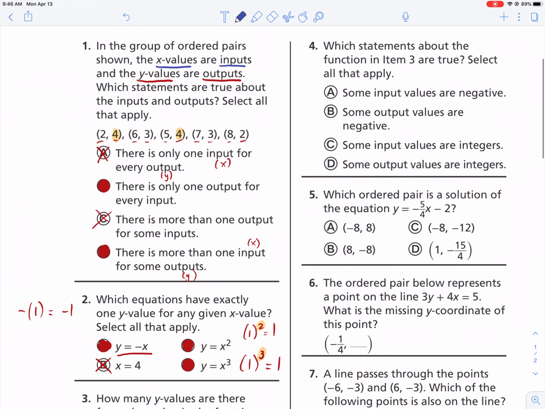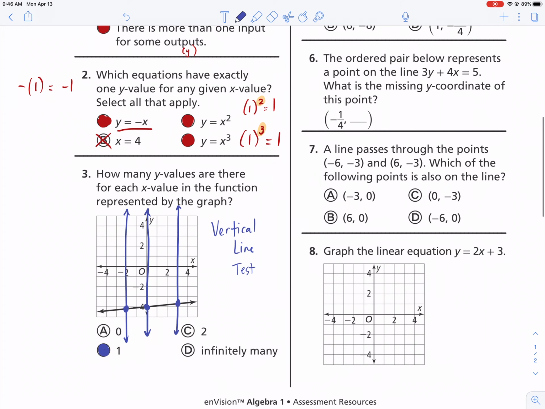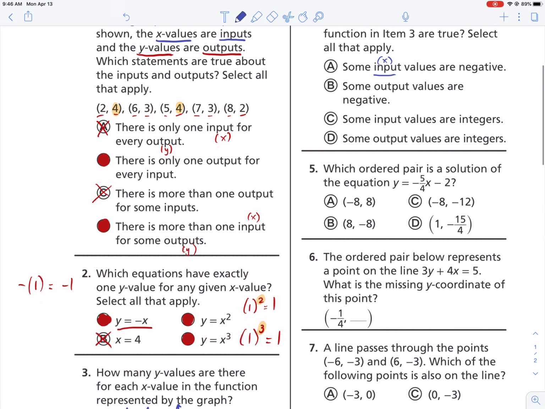Okay, number 4. I'm going to go back and forth because it's a little hard to see, but we need to reference number 3. It says, which statements about all of these functions in item 3 are true? Select all that apply. So, some input values are negative. If I remember, input is our x's. So if I go down here, do I have any x values that are negative on my graph? I look, and yes, absolutely I do. So I'm going to bubble in A for that one.